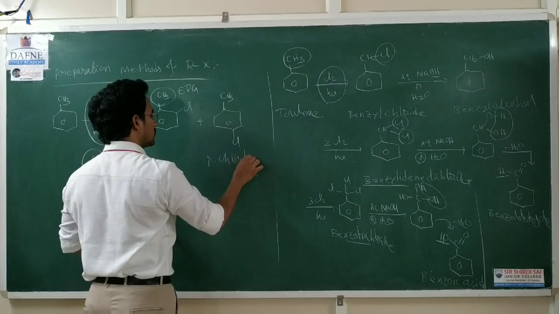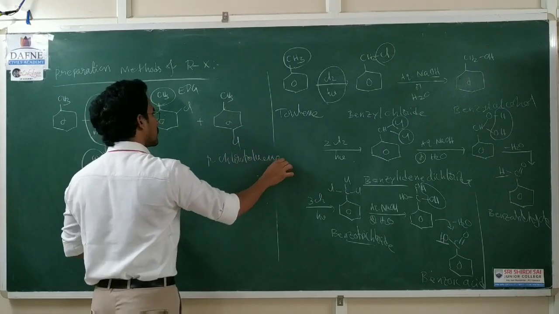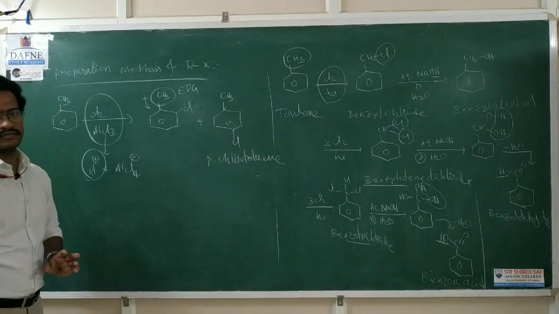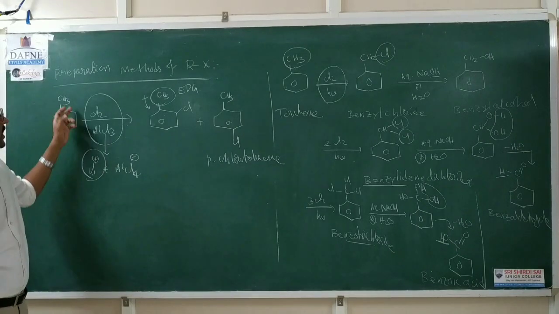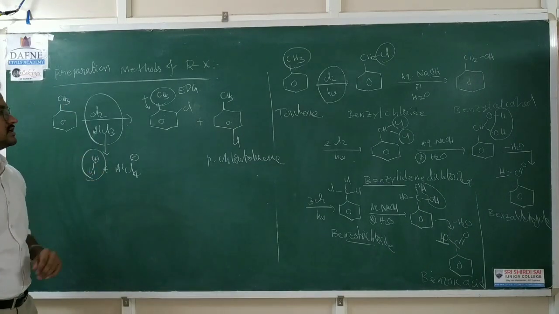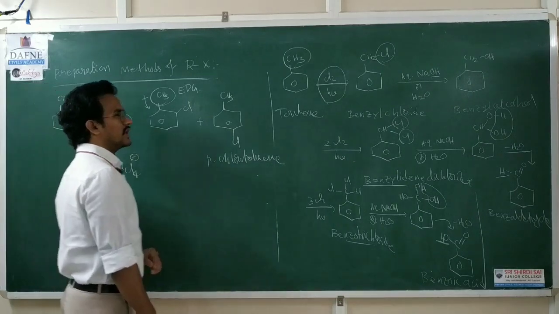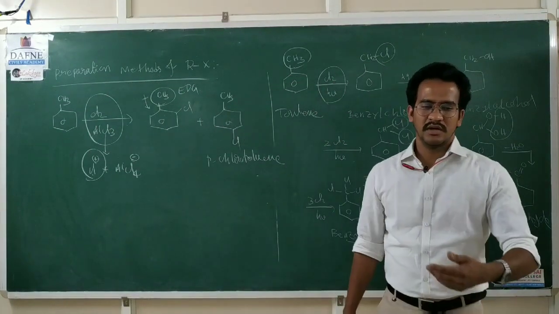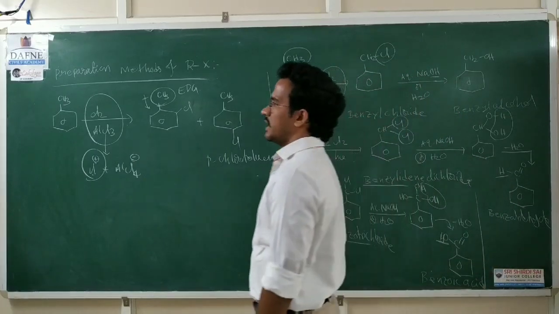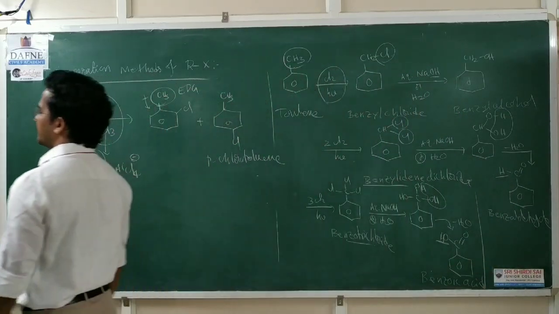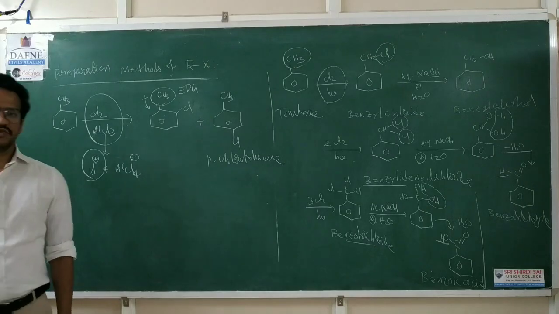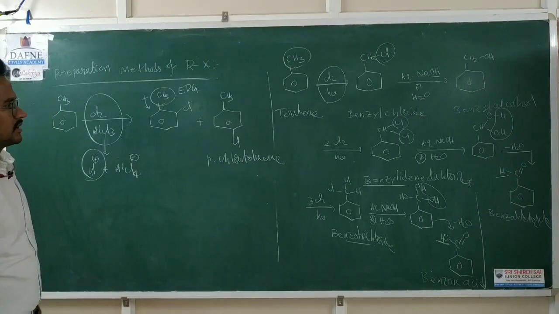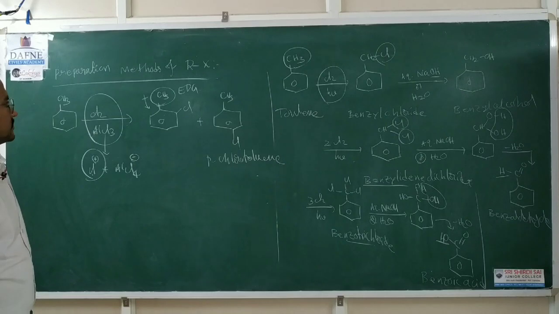Para-chlorotoluene or ortho-chlorotoluene, because methyl is a donating group. Whenever benzene is attached to a donating group, we will get the ortho and para products. When benzene is attached to an electron withdrawing group, the incoming electrophile attacks at the meta position. So you know the ortho para directing groups and meta directing groups.